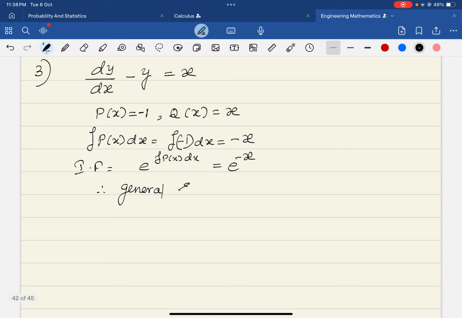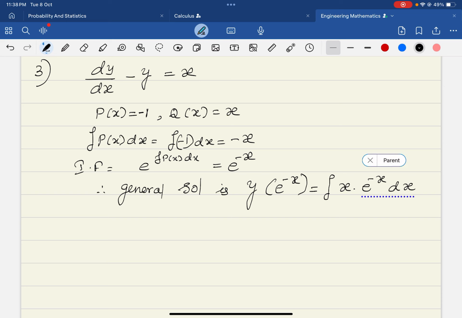The general solution is given by y times the integrating factor, which is e raised to minus x, is equal to the integral of q, which is x, times the integrating factor e raised to minus x dx. I hope it's clear. And now, how to solve this? That implies y times e raised to minus x.